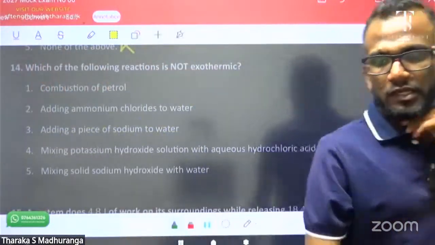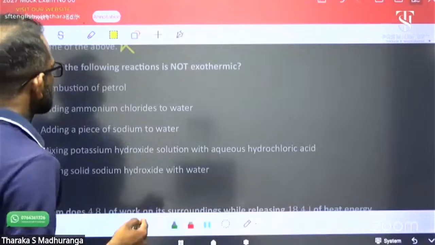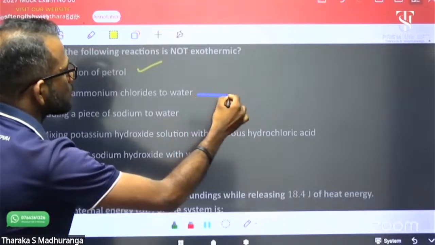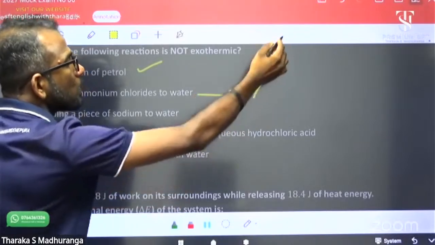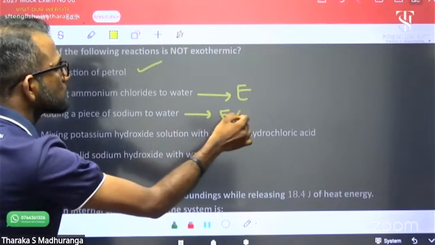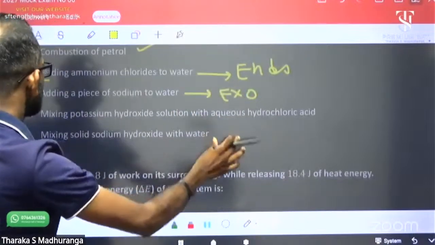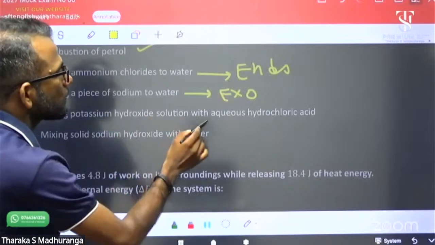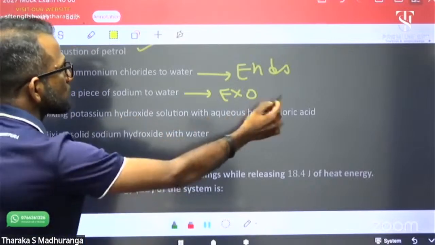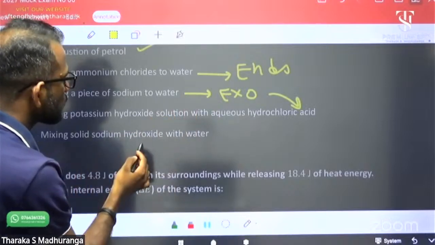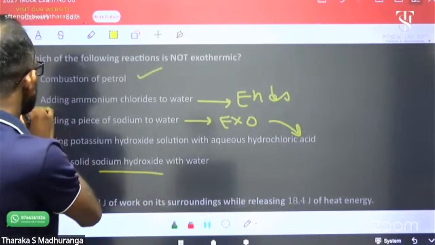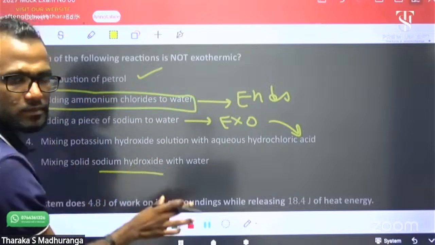Which of the following reactions is not an exothermic reaction? Petrol combustion is exothermic. Adding ammonium chloride into water is definitely endothermic. Adding a piece of sodium to water is exothermic. Mixing potassium hydroxide, a base, into hydrochloric acid, an acid-base reaction, is exothermic. Mixing solid sodium hydroxide with water, sodium hydroxide is a powerful base. Then answer number 2.